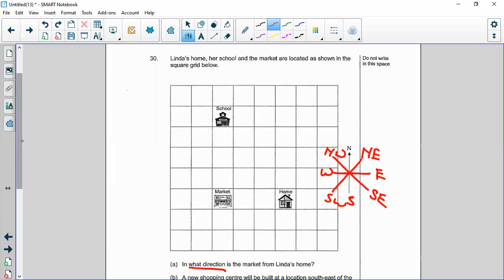The first question: in what direction is the market from Linda's house? You have to start from Linda's house, which is over here, and go to the market. What direction is that? It is west. So for part A, your answer is west. And in the exam, write down the whole word.